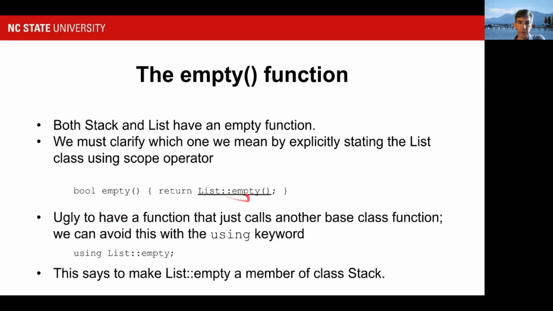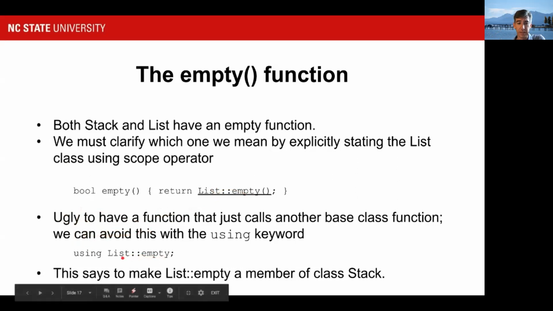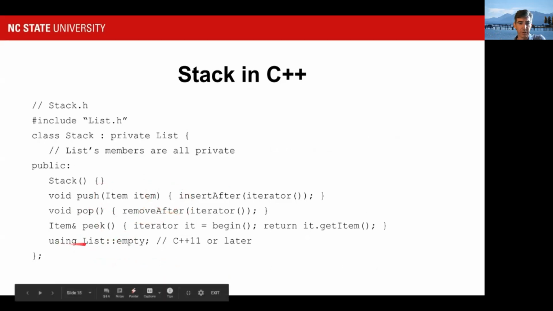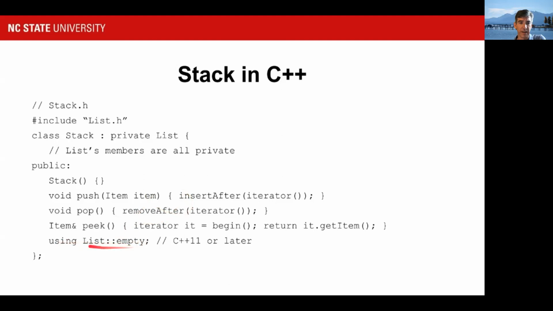Okay, since this is a little bit ugly, we can still take advantage of the using keyword, and we can actually ask that the function empty from list be made available from the stack object. This using directive says to make list empty a member of class stack. And so now my code might look like this instead. All this stuff is the same, but here at the bottom I say using list empty. And now whenever I call empty on stack, I'm actually calling empty on list, which works great. And I don't need to re-implement that function.